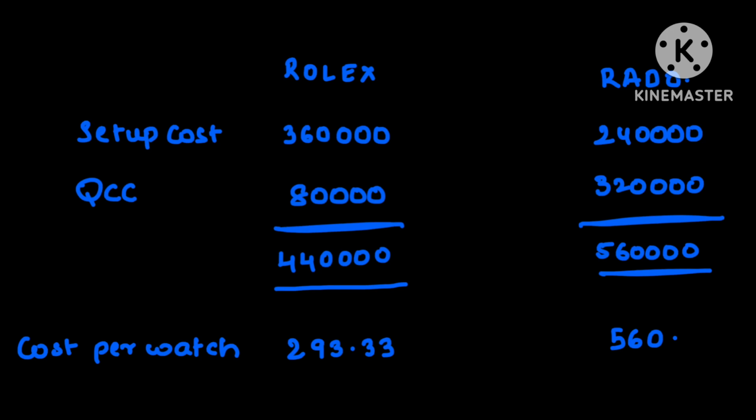In case of Rolex, 4,40,000 divided by 1500 pieces, we got 293.33 rupees. In case of Rado watch, 5,60,000 is divided by 1000 pieces, we got 560 rupees. So we can see vast differences between allocation of overheads between traditional method and ABC costing.